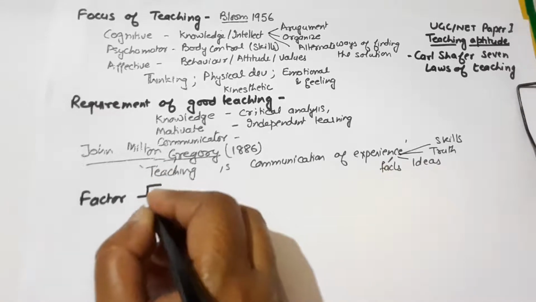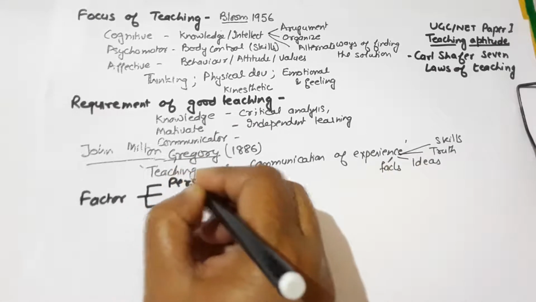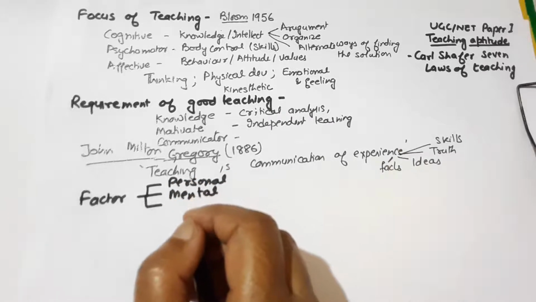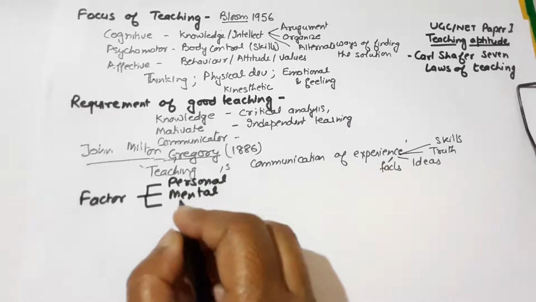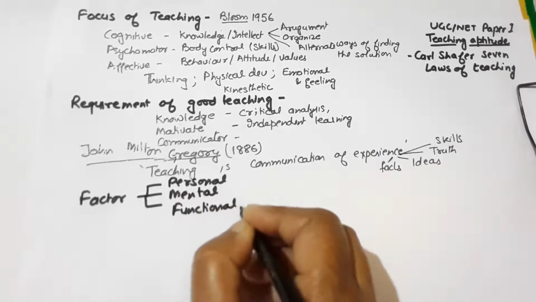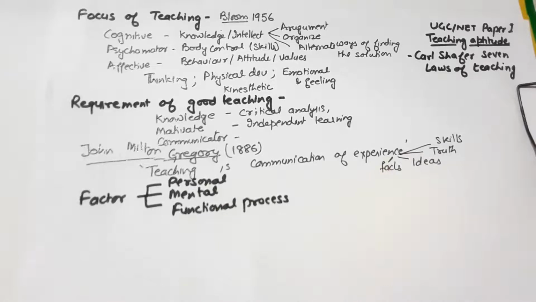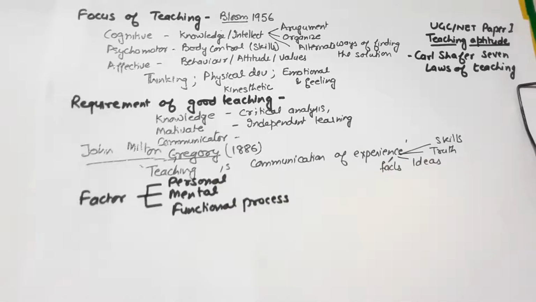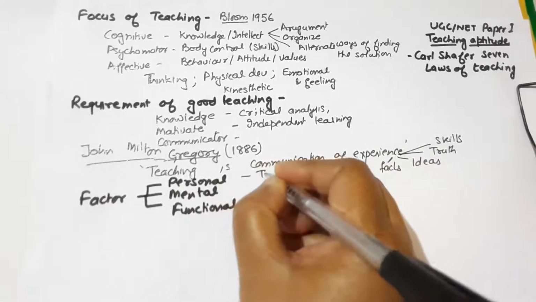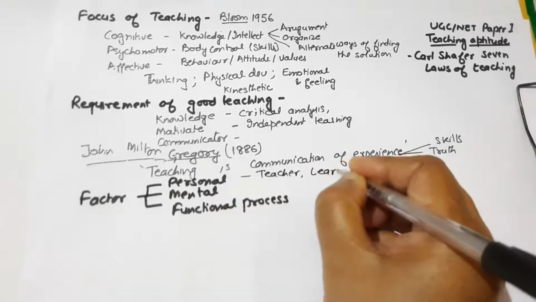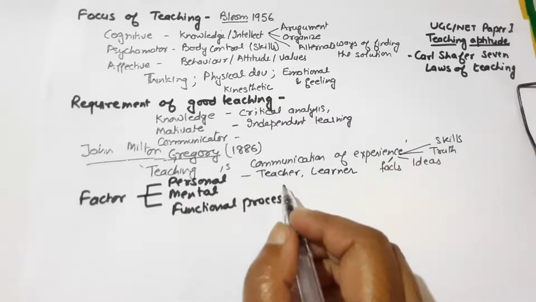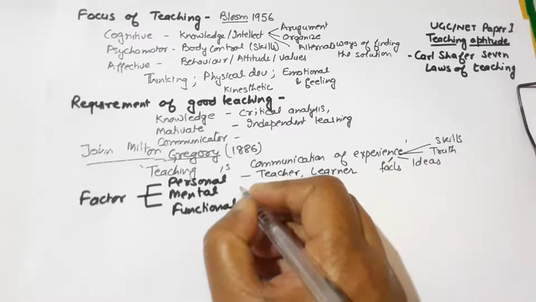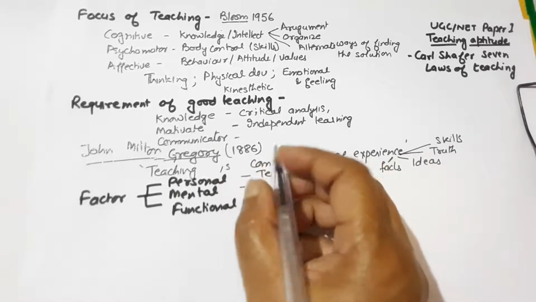And these factors have been categorized as personal factors, mental factors, and third is functional process. He gave 7 factors which are categorized as personal factors, mental factors, and functional processes. As far as personal factors are concerned, they are of 2 types, that is teacher and the learner. So 2 personal factors are very important for teaching, that there should be a teacher and there should be a learner.